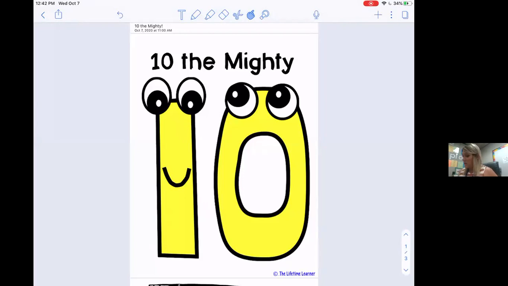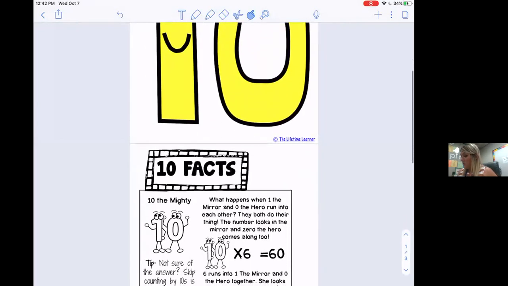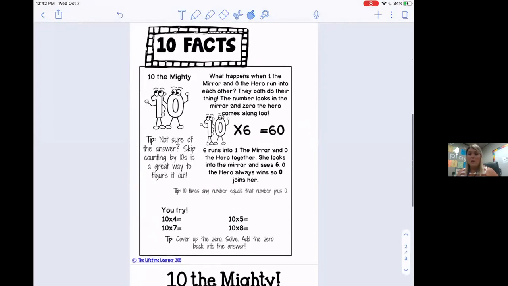Let's take a look at 10's notebook page and learn a little bit more about what tricks we can use to help us when multiplying a number by 10. Okay, 10 the Mighty. So let's look at 10's story. It says, what happens when 1, the mirror, and 0 the hero run into each other? They both do their thing. The number looks in the mirror, and 0, the hero, comes along too.